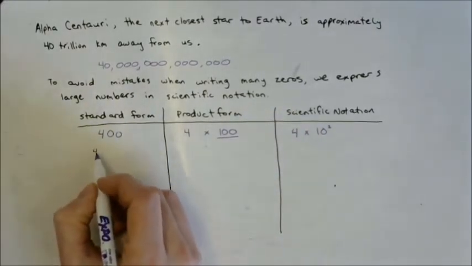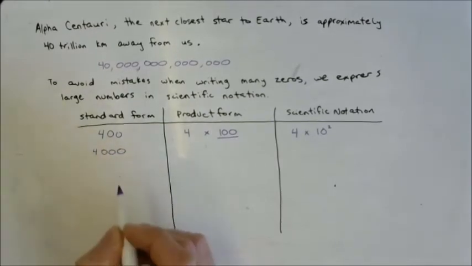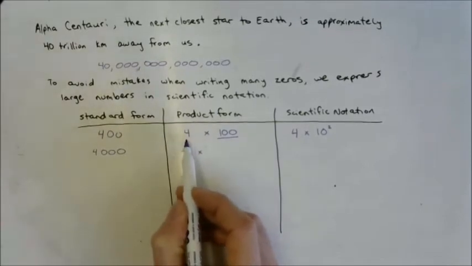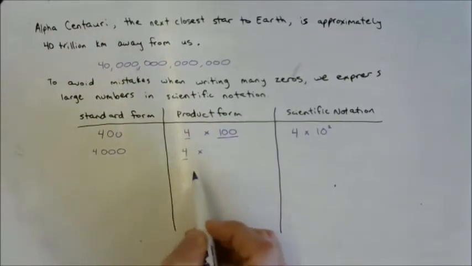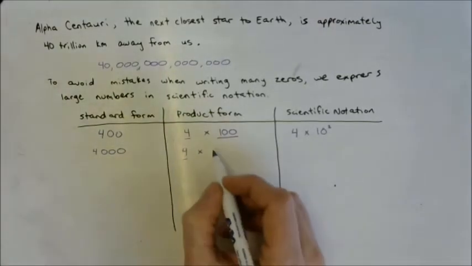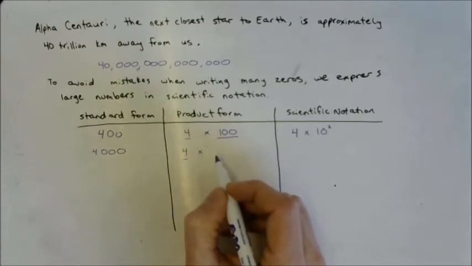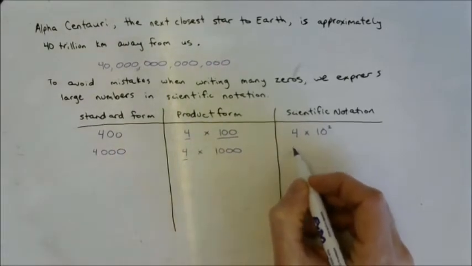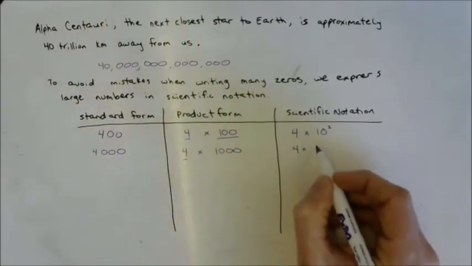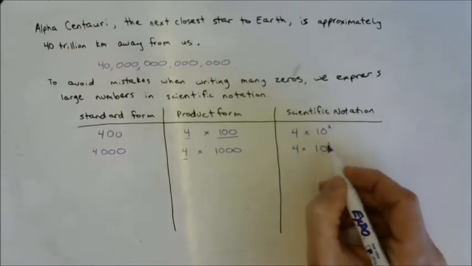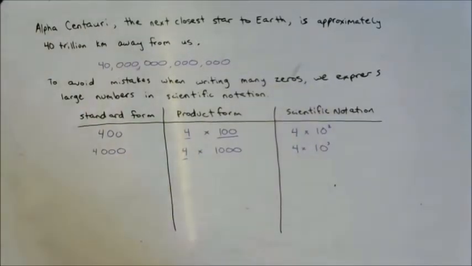Okay, let's try a bigger number. We're going to take the same value. We're going to go for 4,000. And if we were going to write that in product form with a single digit number first, what do we need to multiply 4 by to get 4,000? 1,000. And 1,000 as a power of 10? 10 to the power of 3. 10 times 10 times 10.